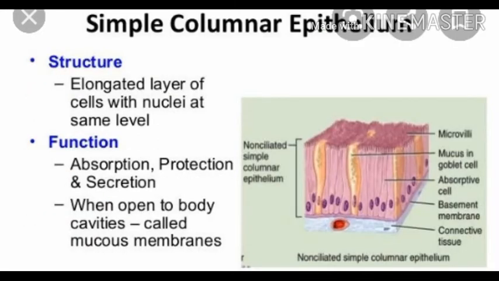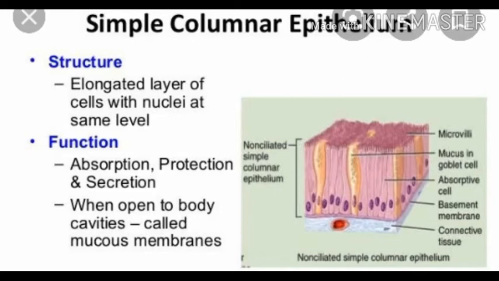The third type of epithelium based on the shape is columnar epithelium. These cells are elongated, pillar shaped or column shaped. Their distinct feature is that the nucleus is seen at the lower level, at the base of the cells. Their main function, like cuboidal epithelium, is absorption and secretion. They also offer some amount of protection.